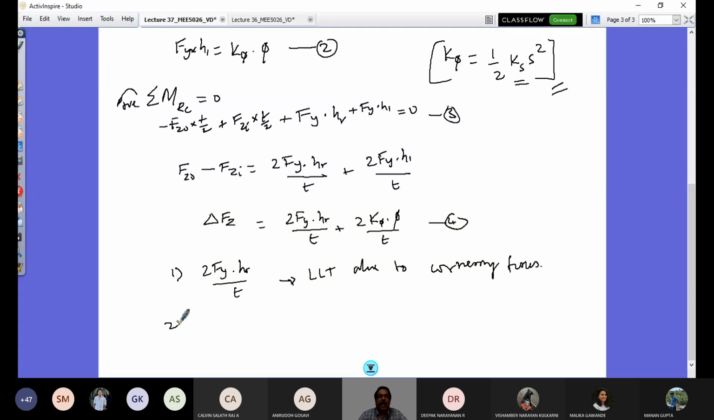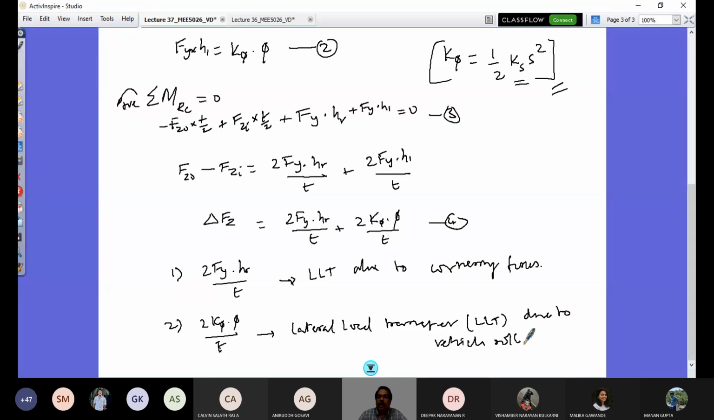And the second mechanism is purely by roll of your vehicle. So this is lateral load transfer, LLT, due to vehicle roll.